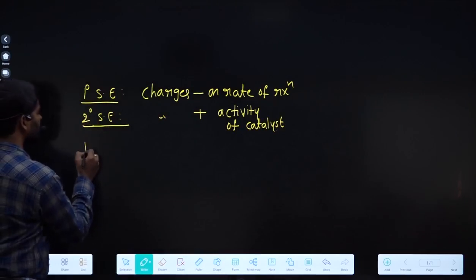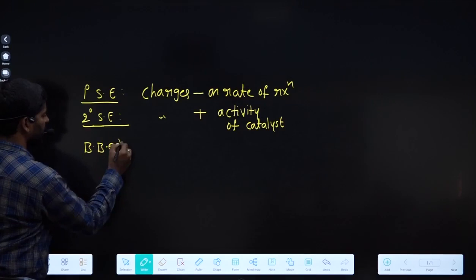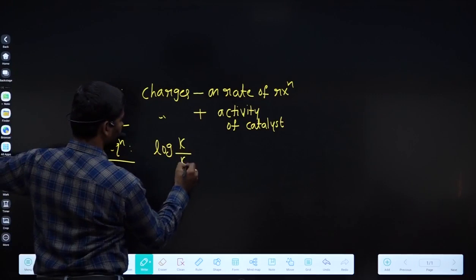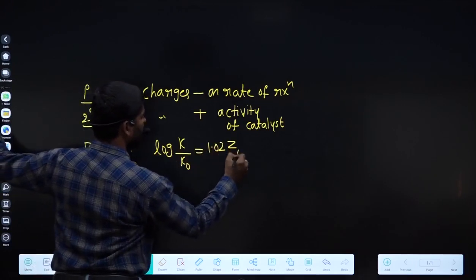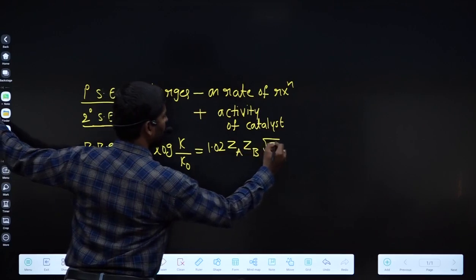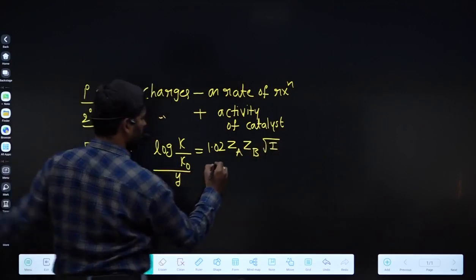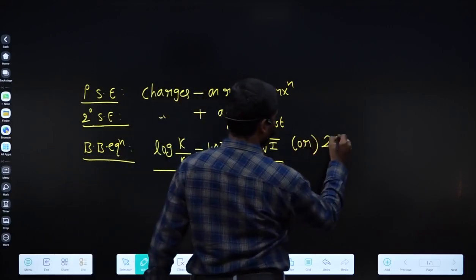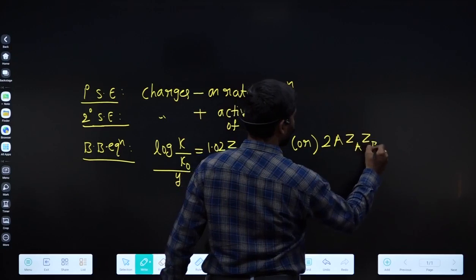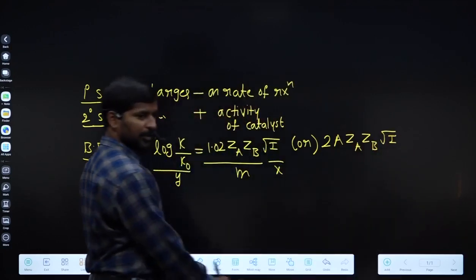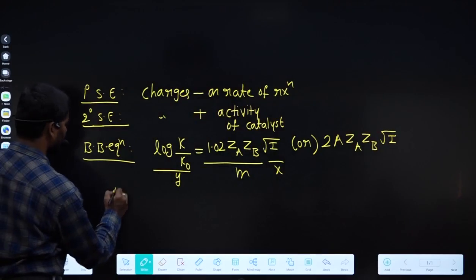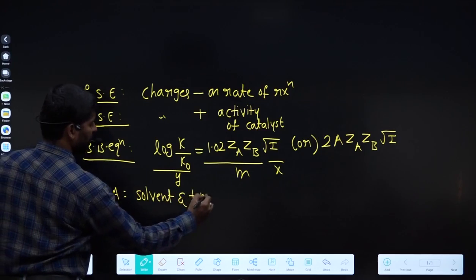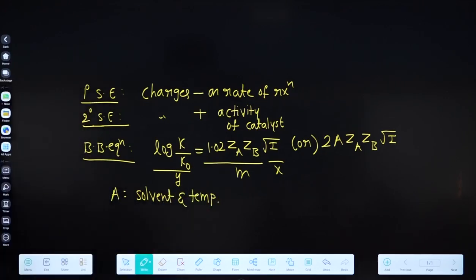Next, what is the Bronsted-Bjerrum equation? log K by K naught is equal to 1.02 ZA ZB root I. This is in the form of y is equal to mx. The general expression is 2A ZA ZB root I. A depends on what? Solvent and temperature. A depends on solvent and temperature.